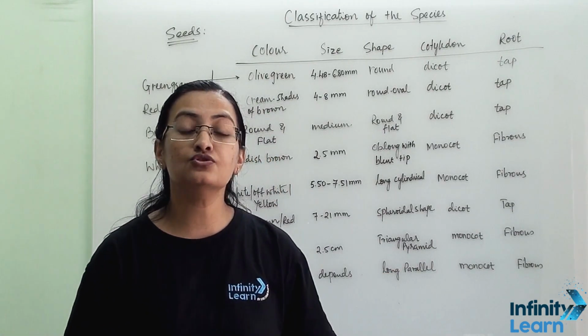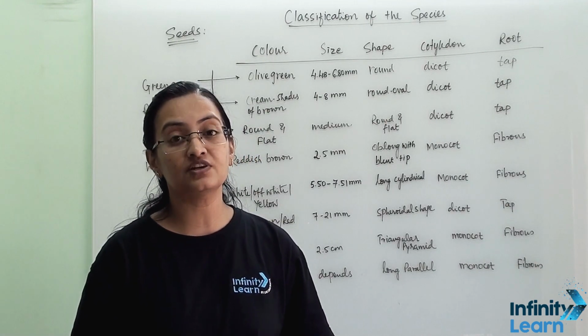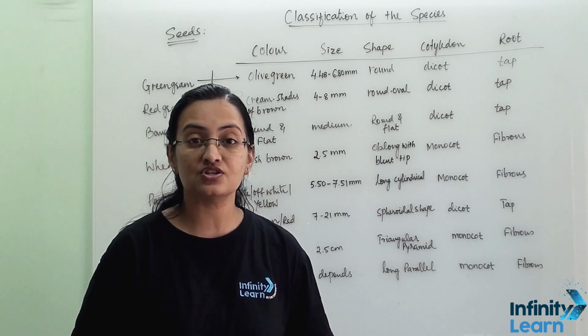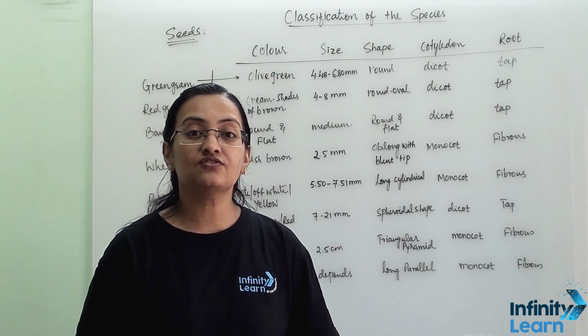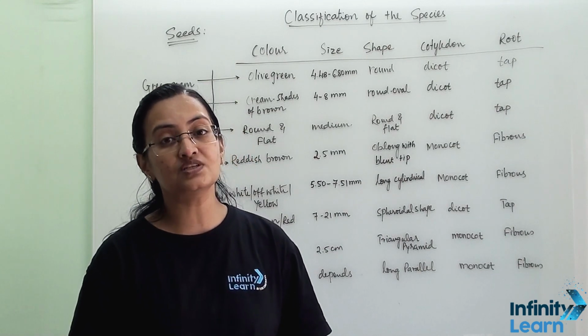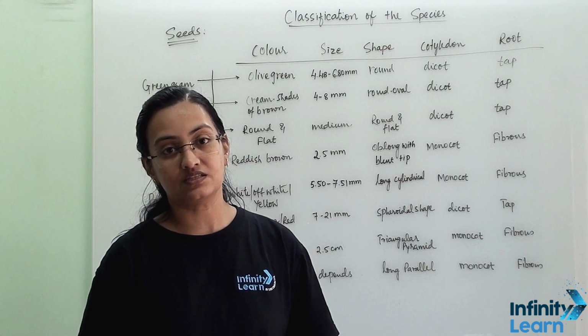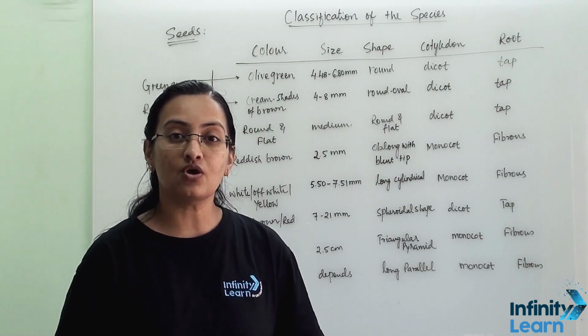Hope you have understood the variation in all the different species, and among the species we have discussed the characteristics of their stem, their roots and their different types of leaf system. So hope you have understood the concept well.